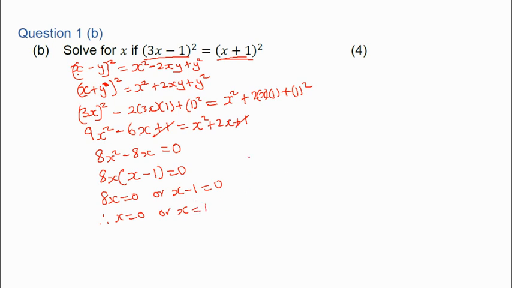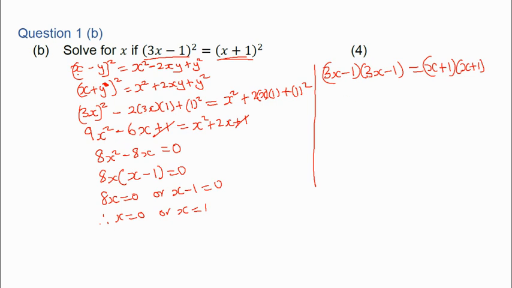But let me show you if maybe you didn't want to use the square binomials method. You can use the longer way of doing this. So you can say (3x minus 1) times (3x minus 1) is equal to (x plus 1) times (x plus 1). Don't forget, you are squaring these things, so you are multiplying them. These factors must appear twice.